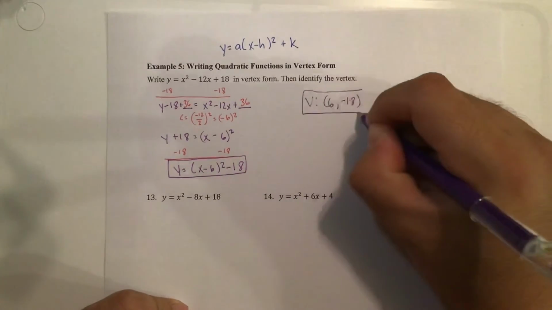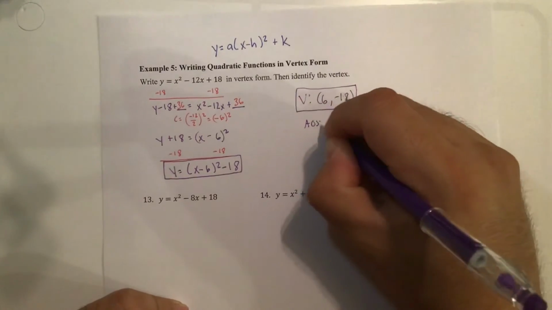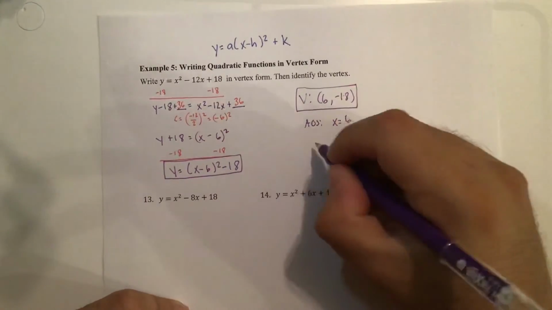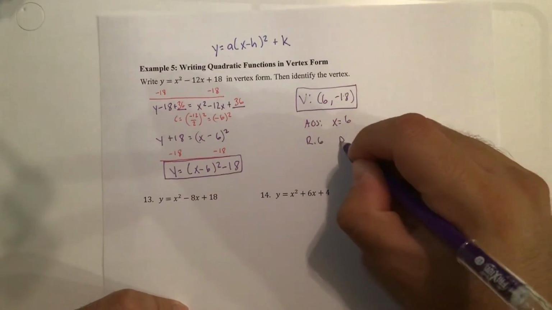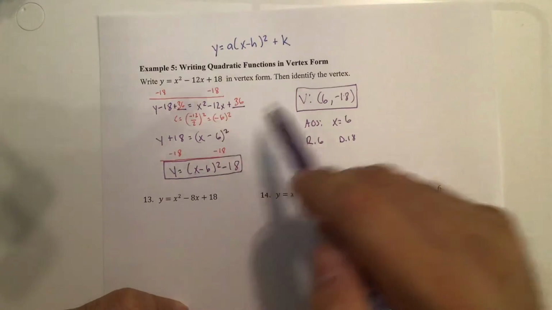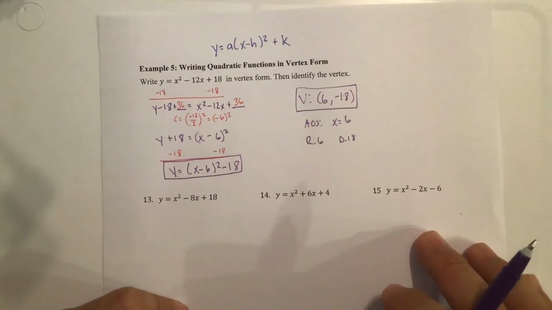So we identified our vertex. But other things we can also get: the axis of symmetry, x equals h, so x equals 6. We talked about the transformations, right 6 and down 18. And we know the a value is a positive 1, so it doesn't do anything, it just opens up. So you can see a lot more information from vertex form.